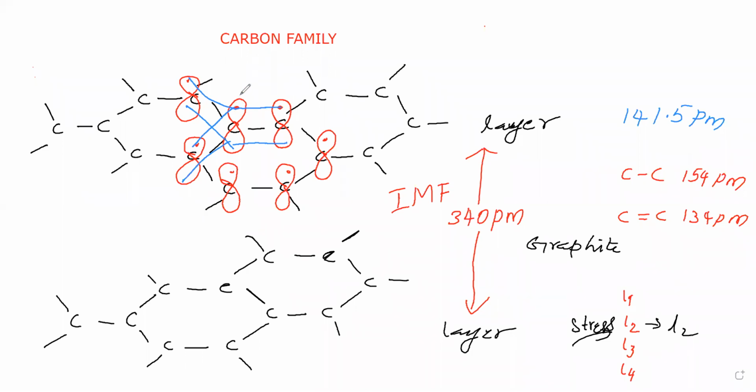So the melting point of graphite is high because it is a polymer. Covalent bonds are present everywhere in the layer. Therefore, it has a high melting point. The melting point of graphite is high. Then what are the uses of graphite? We will see. It is used as a good conductor. That means it is used for constructing electrodes.